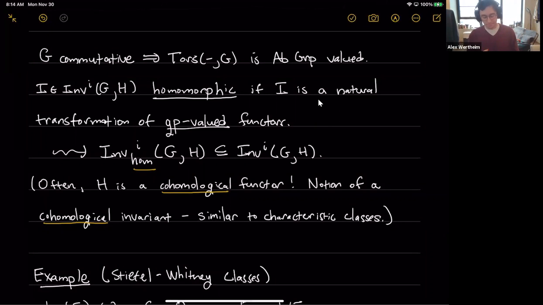And so again, often the functor of interest H here is a functor arising out of cohomology, in analogy with the situation in topology. I think when Serre initiated the study of cohomological invariants, these were the functors primarily of interest.